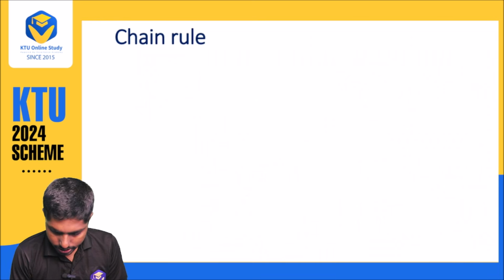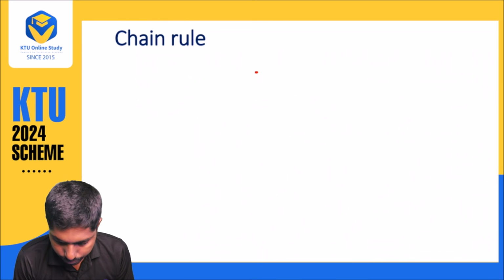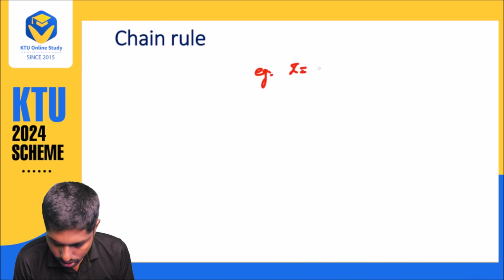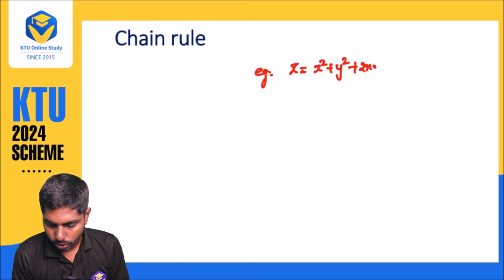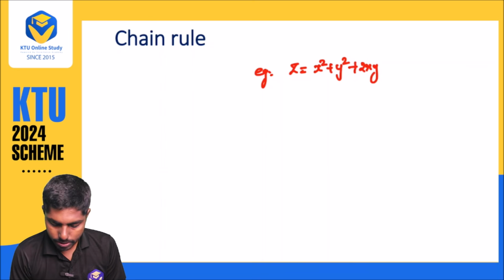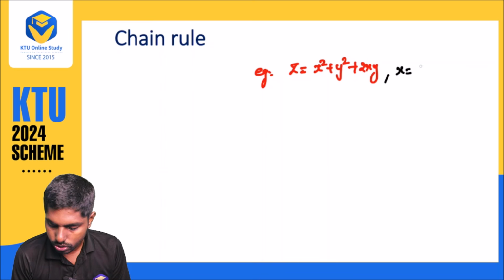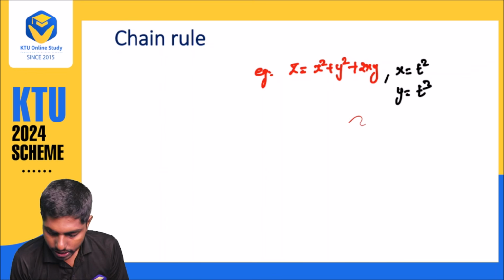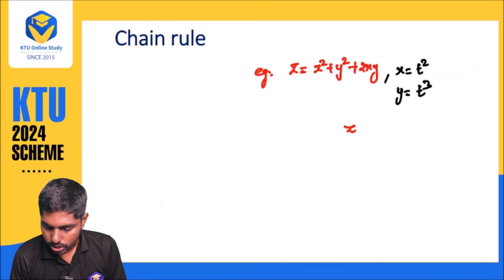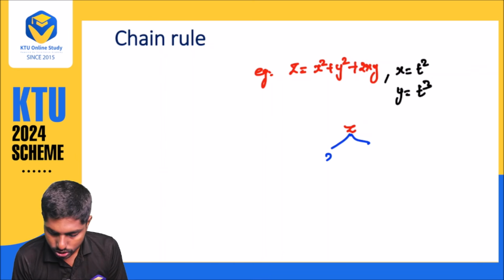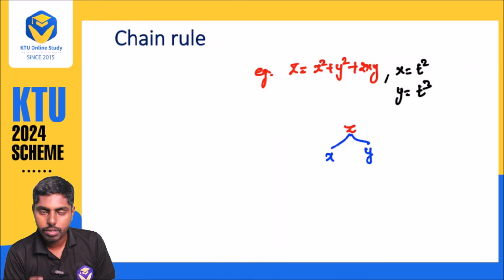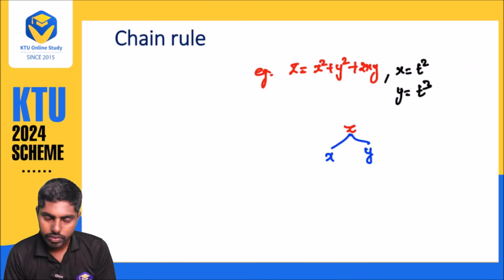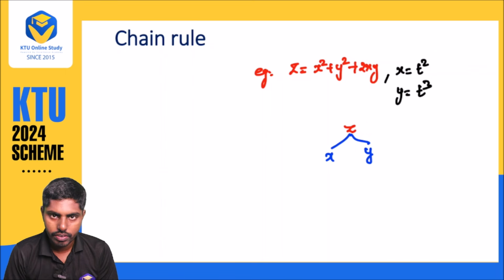For example, I am writing an example. z is equal to x square plus y square plus 2xy, comma, x is equal to t square and y is equal to t cube. That means from here what you can understand is that the z value is depending upon two things, that is x and y. The z value is depending upon two things. When we are differentiating, when we are taking the derivative, what is happening?